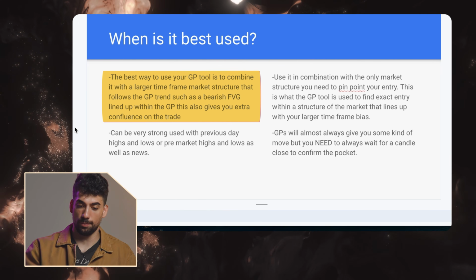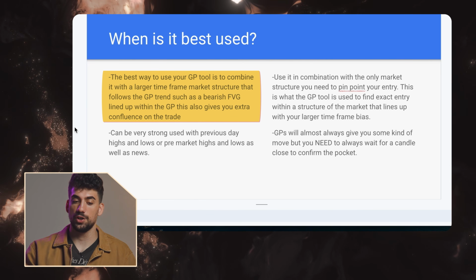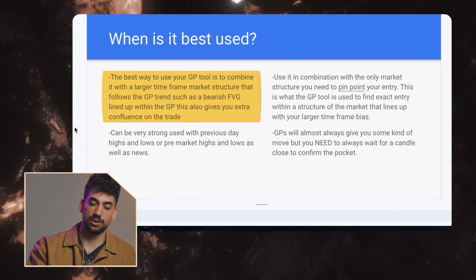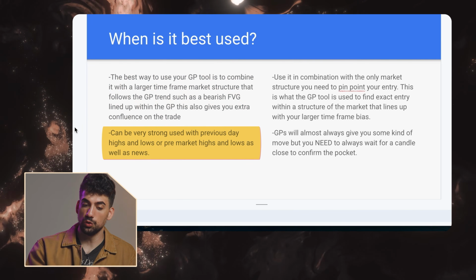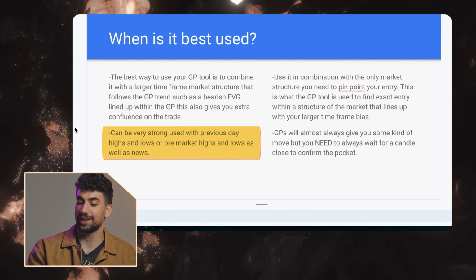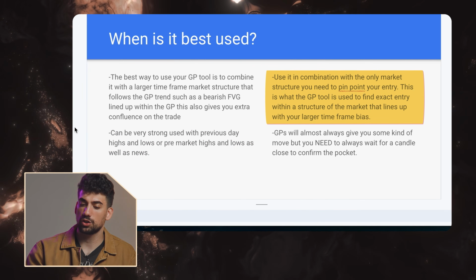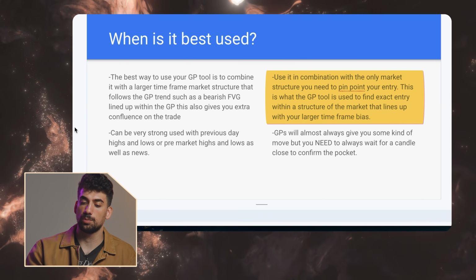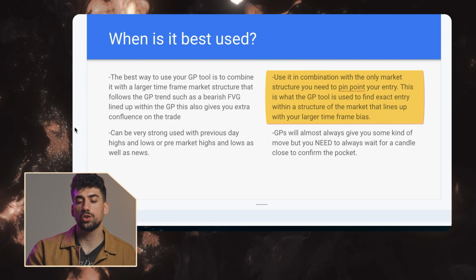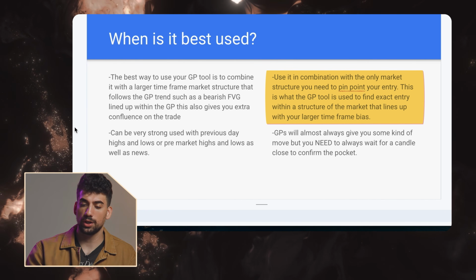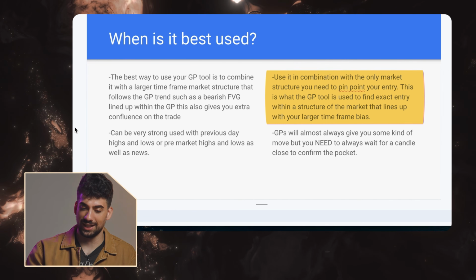that follows the golden pocket trend, such as a bearish parabolic gap like we saw in the previous example. It can be very strong used with previous day's highs and lows or pre-market highs and lows, as well as news. Use it in combination with the only market structure you need, which is accumulation, manipulation, distribution, to pinpoint your entry. This is when the golden pocket tool is used to find exact entries.